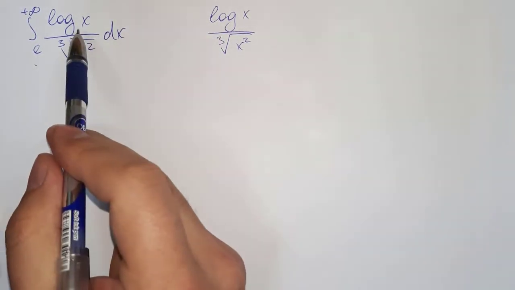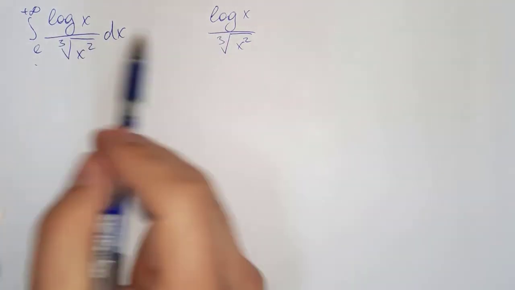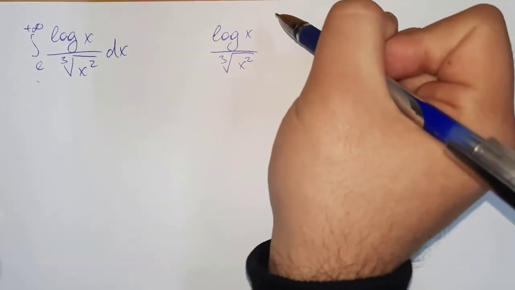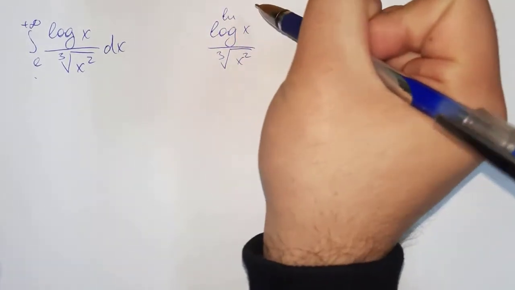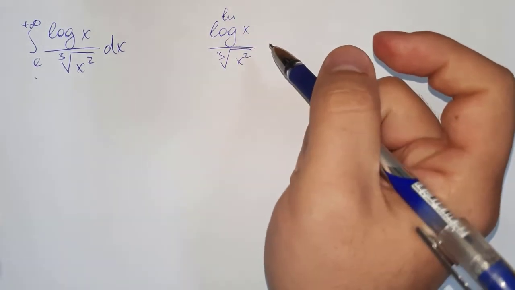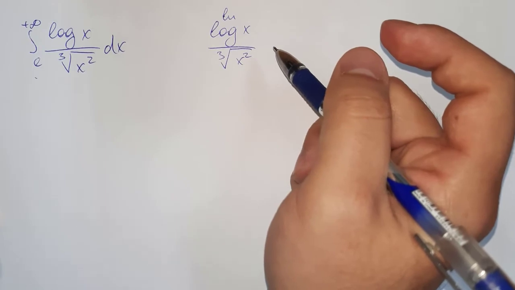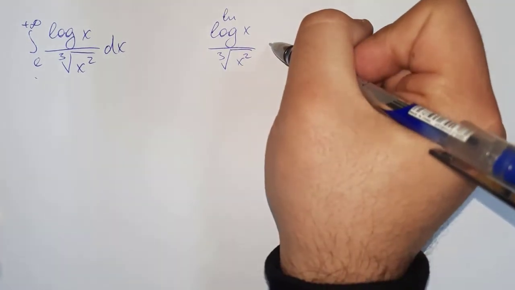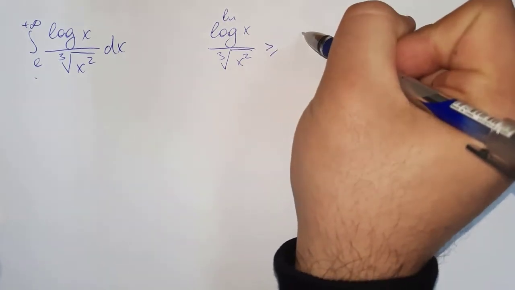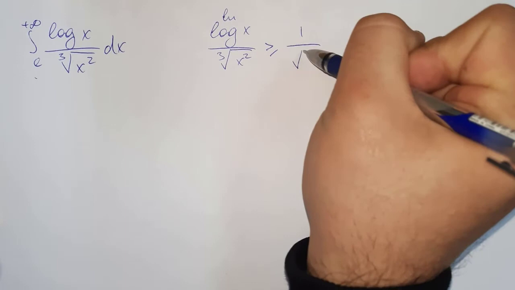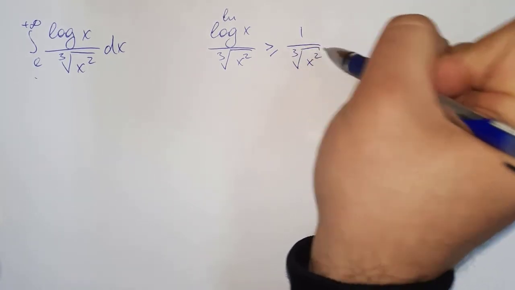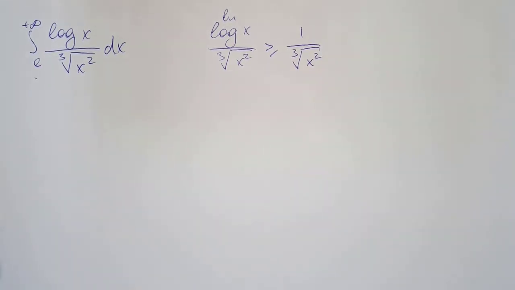If you write just logarithm, it means natural logarithm. If we don't have any base, it means natural logarithm. So the natural logarithm of e is just 1. So this function is greater than or equal to 1 over the cubic root of x squared.